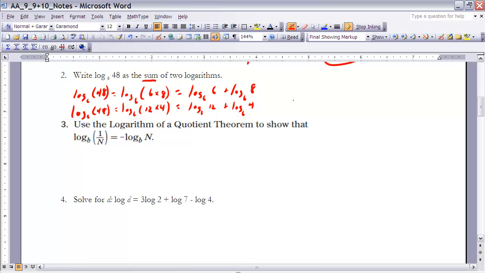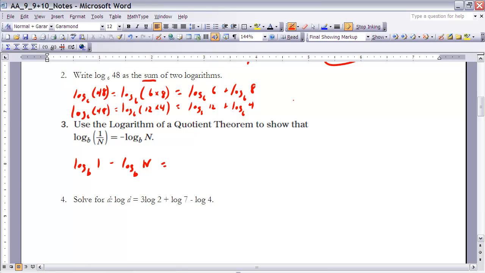Okay, number 3 says use the log of a quotient theorem to show that log base b of 1 over n is equal to negative log base b of n. Now there's more than one way that we can show that those are the same, but I want to do it using that quotient theorem. So I'm going to start with log base b of 1 over n, and use the quotient theorem and keep working until I get to what I want it to look like. Using the quotient theorem, I can say this is the same as the log base b of 1 minus the log base b of n.